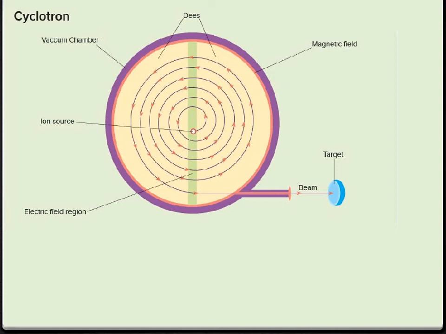So at this time, the polarities of the Ds are reversed, so that the ion is now accelerated towards the D2 with a greater velocity. So mv square by r. What is mv square? That is the kinetic energy. So mv square by r is equal to qvB.